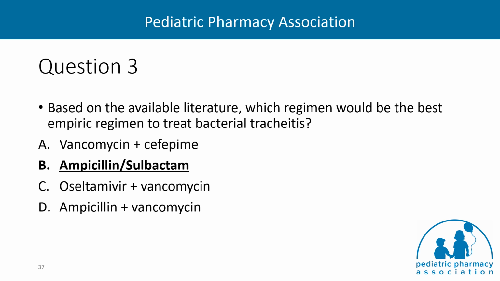The correct answer is B, ampicillin sulbactam, which covers our most common pathogens seen in the literature. Vancomycin may be added to ampicillin sulbactam in situations where MRSA is suspected, but ampicillin and vancomycin alone would be insufficient to cover the suspected pathogens.